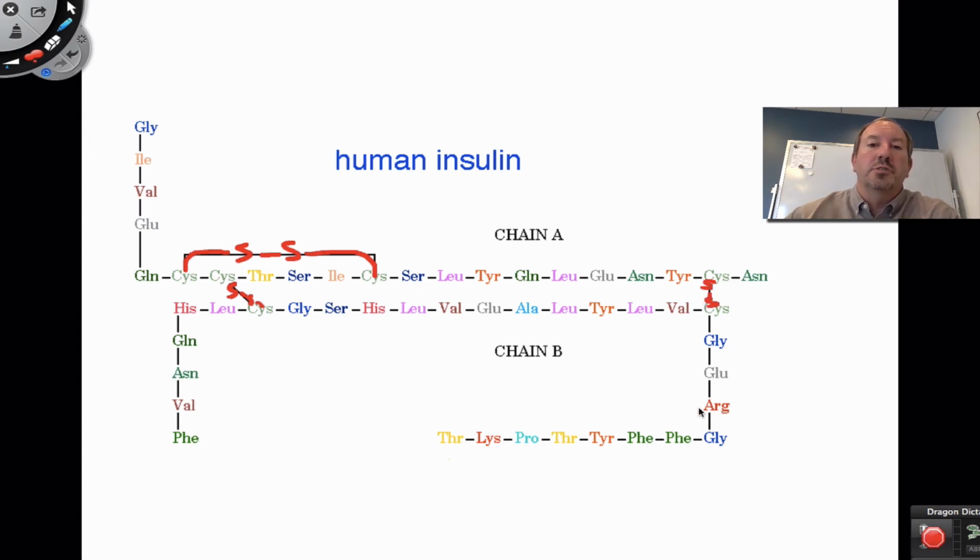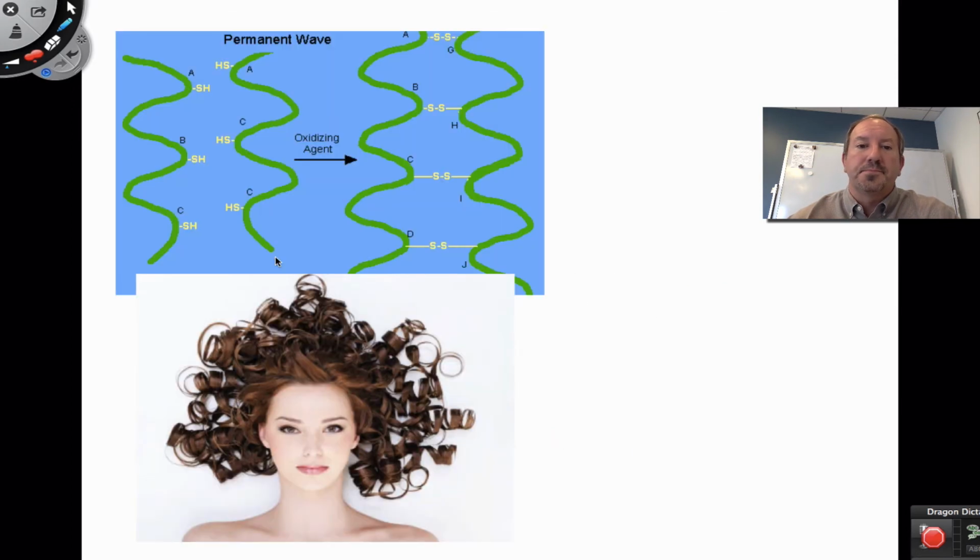So you have three disulfide bridges holding the structure of human insulin together, and that's critical because human insulin has to have this shape in order for it to function as a hormone, which is to reduce blood sugar level and help your cells to absorb sugar. So it lowers blood sugar.